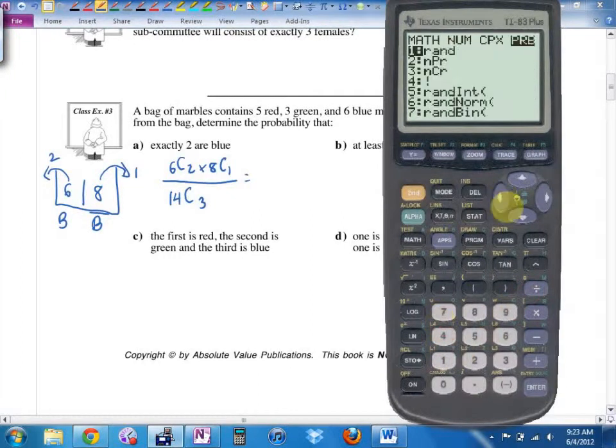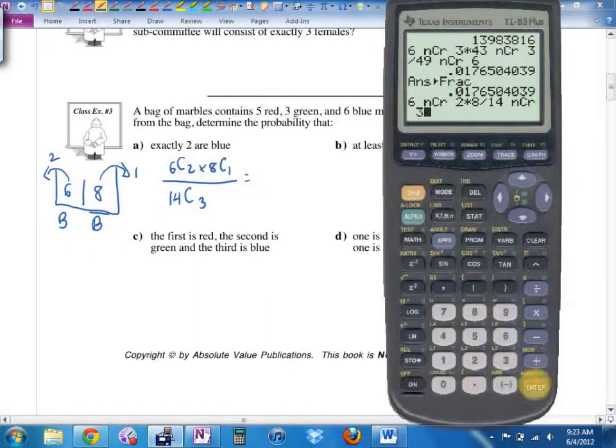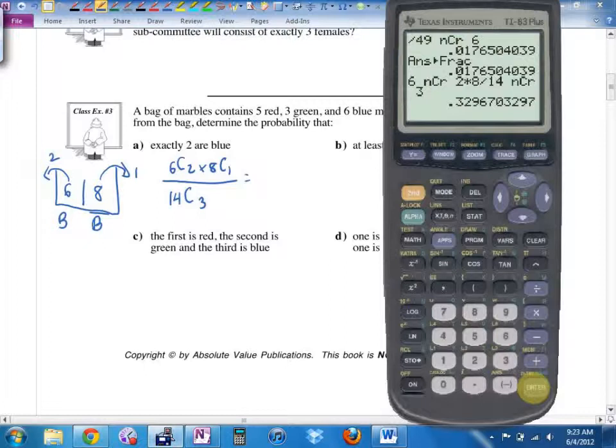By the way, I remember that 8 choose 1 is just 8, so I just typed that too because I'm lazy. You get 0.32967? 0.33? Yes? No? Yeah?